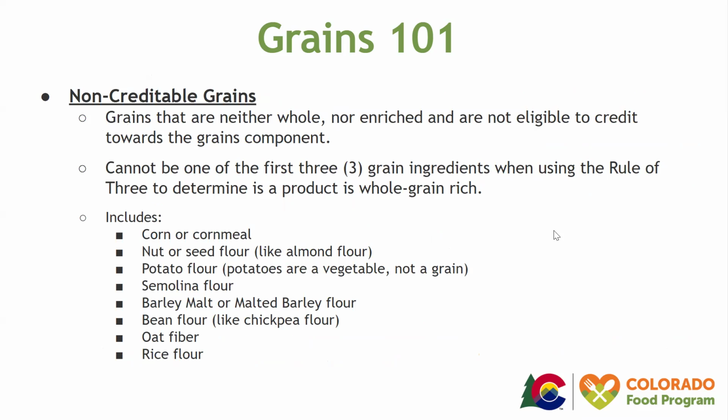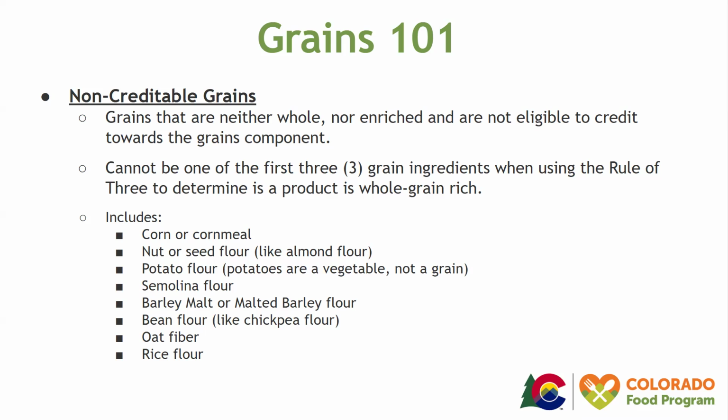And then the opposite of a creditable grain is a non-creditable grain. So these are grains that are neither whole grains nor enriched and are not eligible to credit towards the grain component. A non-creditable grain cannot be one of the first three grain ingredients when using the rule of three. And we're going to walk through the rule of three here in a few minutes.